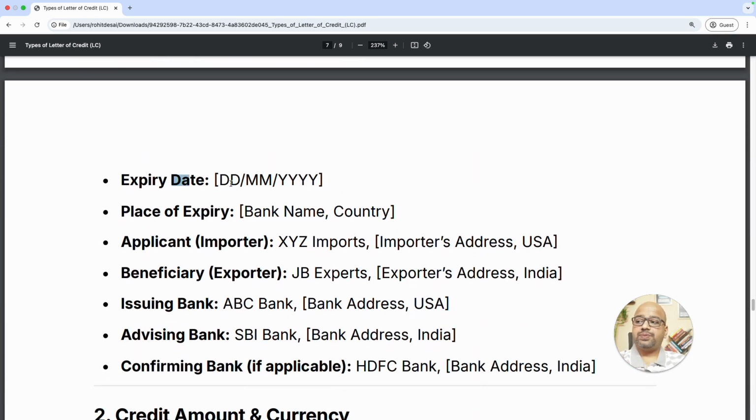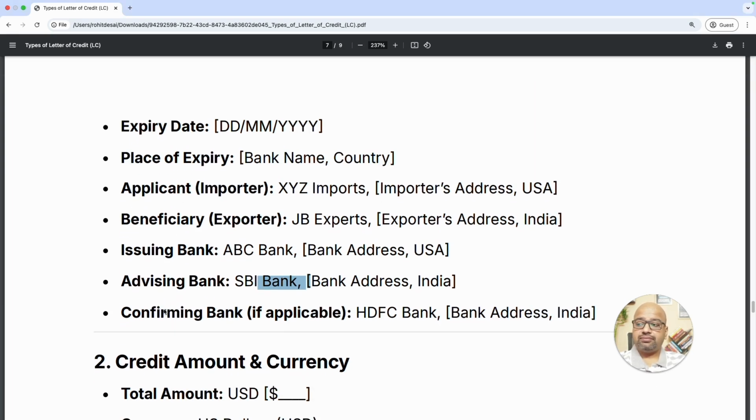Okay. Expiry dates, that is to be mentioned because LCs are not long lasting, even a revolving LC will come with an expiry or a number of transactions. So based on that, you need to work around it. Place of expiry, the country that is going to issue the LC is going to be the place of expiry. Applicant, who is the importer. Beneficiary, who is me, the supplier. Issuing bank, the bank who issues the LC. Advising bank, the bank who receives the LC.